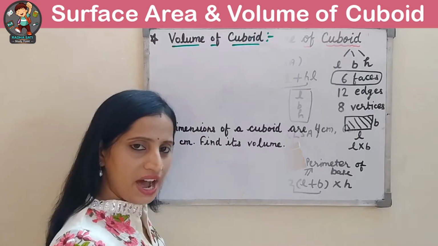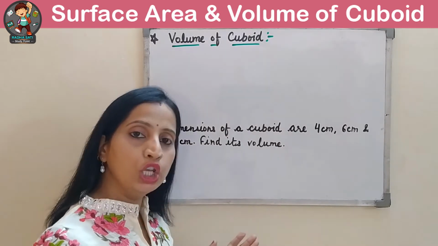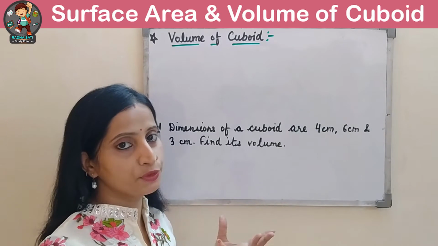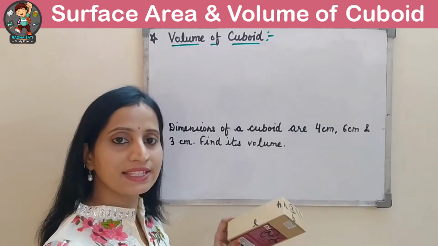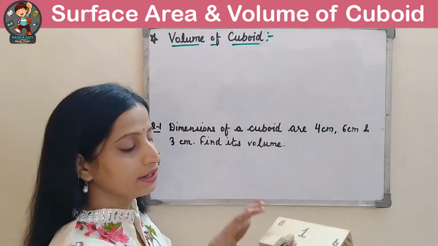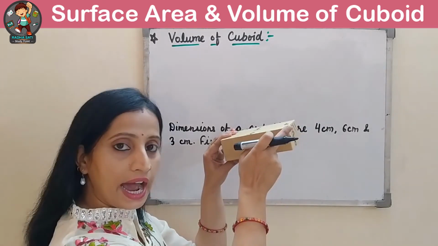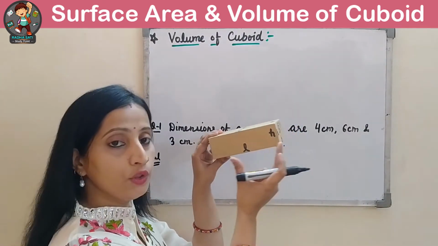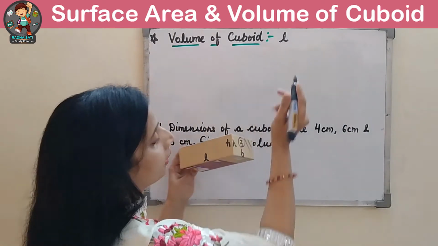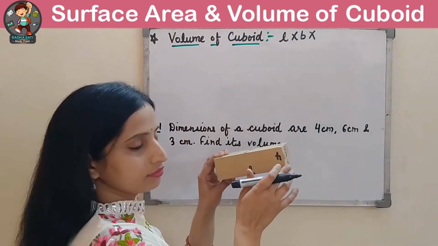Okay? Now, let's talk about the volume of a cuboid. Volume refers to the amount of space occupied by any object, or the amount of space that object takes up. Here, in case of a cuboid, as this is length, this one is breadth and this one is height, we can find the volume by multiplying its length, breadth and height.